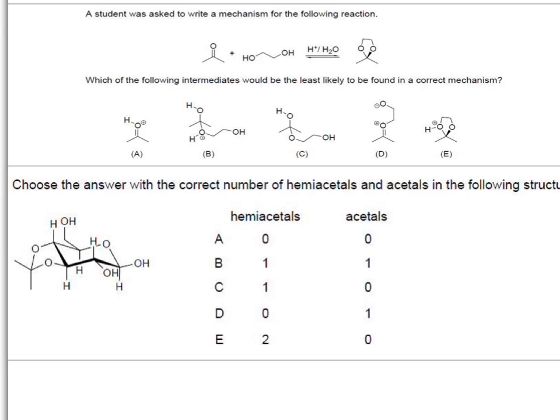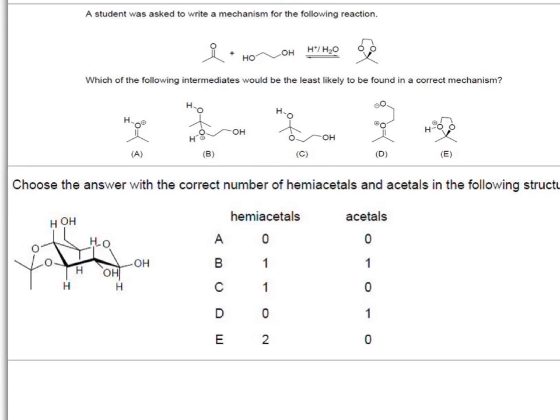All right, the next question is, the student was asked to write a mechanism for the following reaction. So you have a ketone, which is being treated with ethylene glycol in presence of an acid, and you end up with the acetal. Which of the following intermediates would be the least likely to be found in the correct mechanism? So you have to think about how the reaction mechanism goes through and how you're going to write the mechanism. So of course, one way is to write down the complete mechanism.